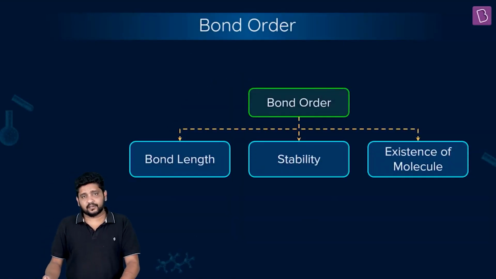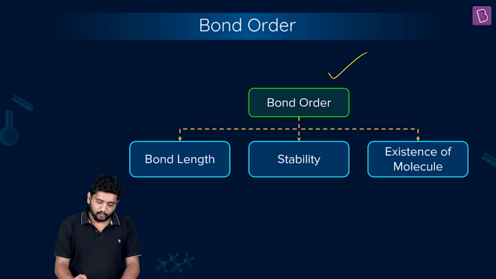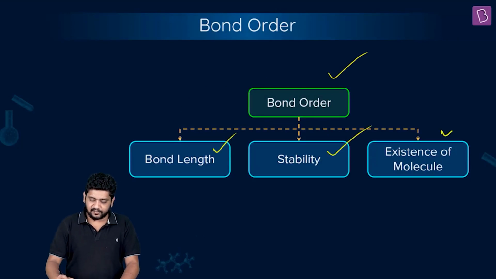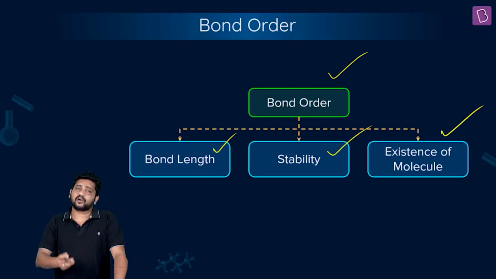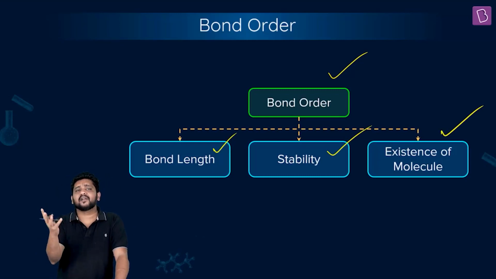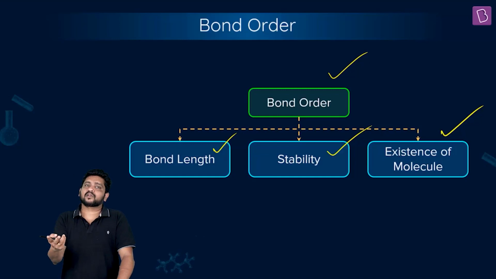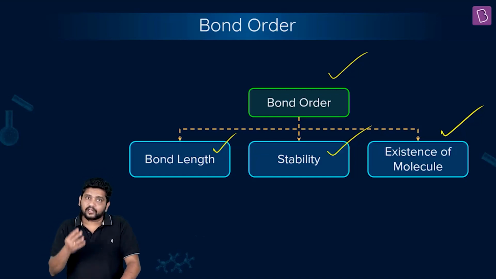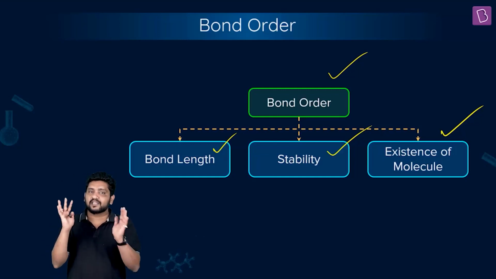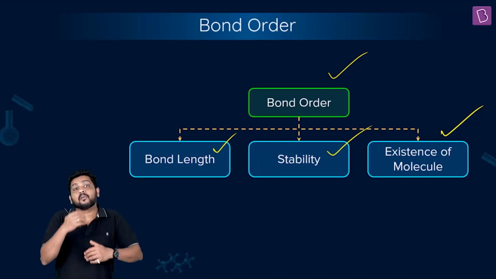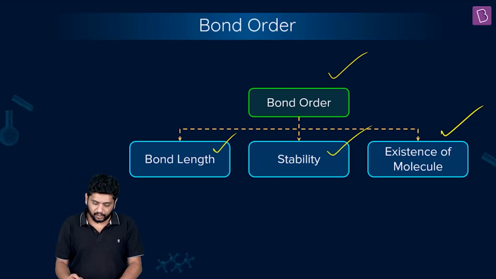If it turns out to be negative or 0, we say the molecule won't exist, right? So bond order is related to bond length, stability, as well as the existence of a molecule. If bond order is high, bond length will be low, right? In a very simple way of thinking, bond order is the number of bonds. Bond order 1 is a single bond, 2 is a double bond, 3 is a triple bond. So the more bonds, obviously the shorter the bond length. Bond length is inversely related to bond order.